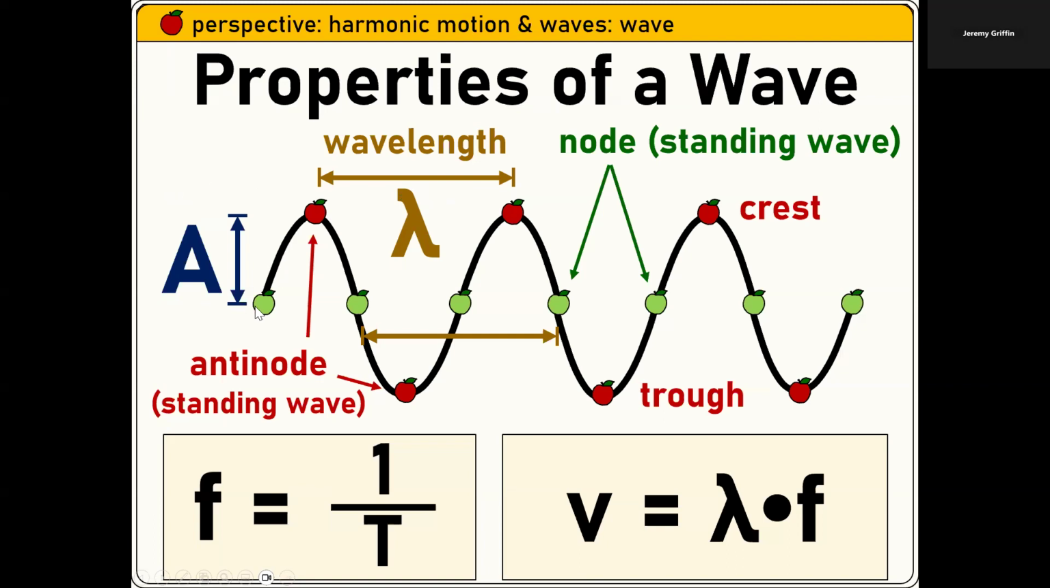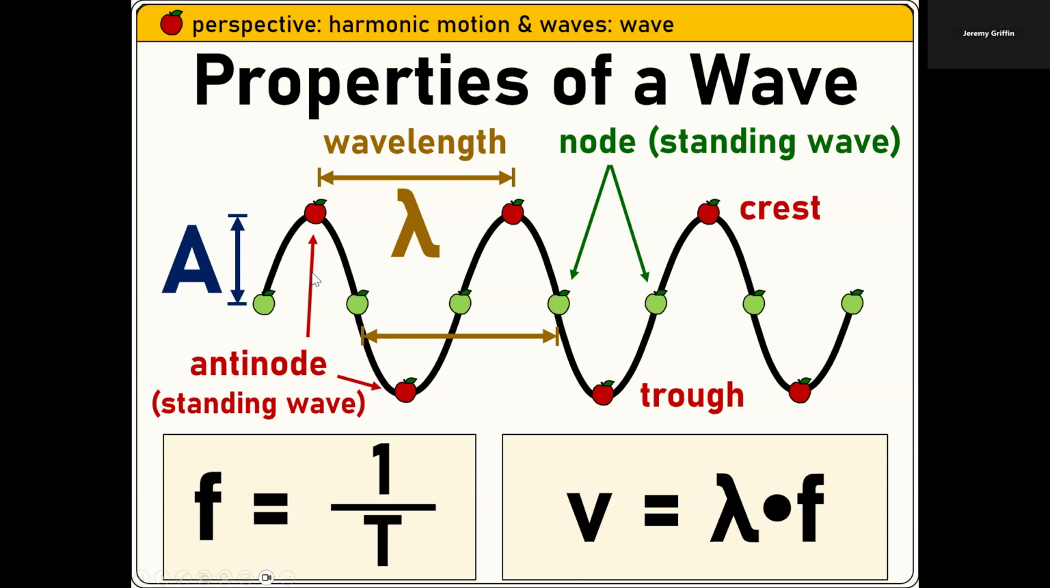Now, you don't have to go crest to crest. You can go trough to trough. You can go one of these nodal points and skip a point and go to the next nodal point, make a full S shape. That can do it too. There's different ways to measure it, but it's all the same length, wavelength. We've got frequency, time period, and reciprocals. Oh, oops, I almost missed this. Guys, what do you think this A stands for? Amplitude. Good deal.